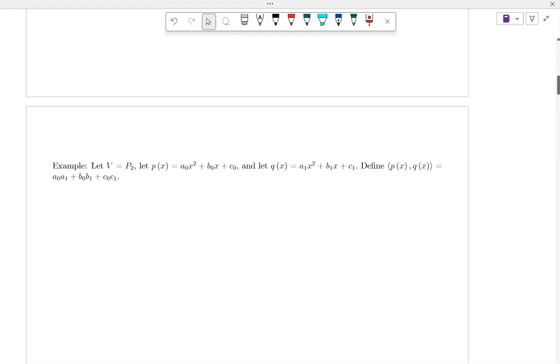Let's say we want to define an inner product on our polynomials of degree 2 or less. So I'll start with a0 x squared plus b0 x plus c0. Do the same thing with a q of x, but call them a1, b1, and c1. And then define my inner product as: multiply your x squared coefficients together, multiply your x coefficients together, multiply your constant coefficients together, and add them. Before we even start, what dot product does this look like?